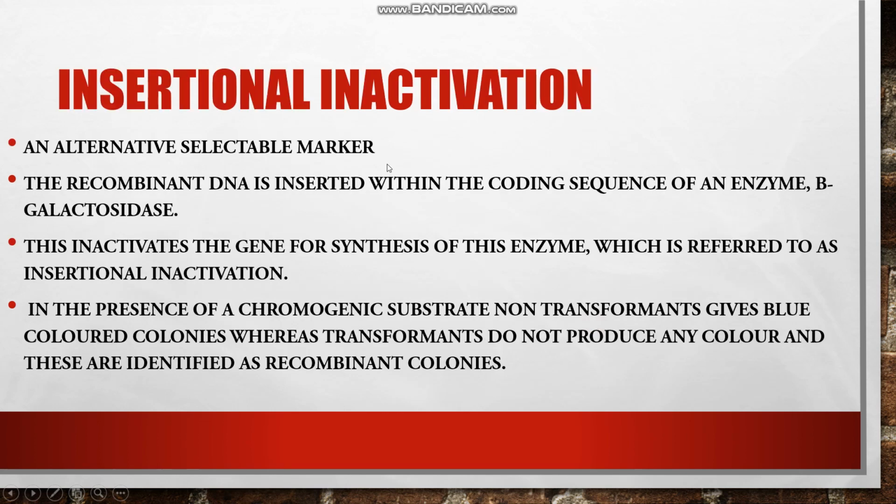So an alternative selectable marker is the insertional inactivation. So what is insertional inactivation? The recombinant DNA is inserted within the coding sequence of a gene that codes for an enzyme beta-galactosidase. This insert inactivates the gene for the synthesis of this enzyme. Hence, it is termed as insertional inactivation. Now, in the presence of a chromogenic substrate, non-transformants, that is without the insert, give blue-colored colonies, whereas transformants do not produce any color, and these are identified as recombinant colonies.